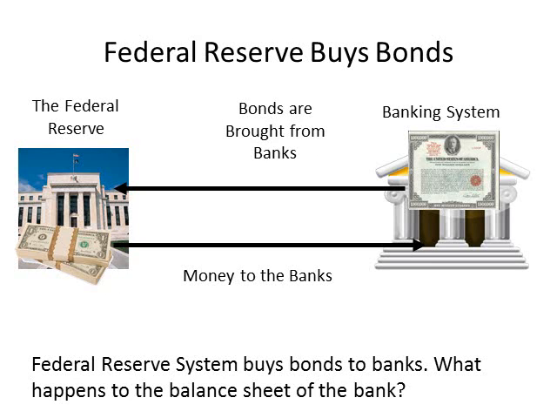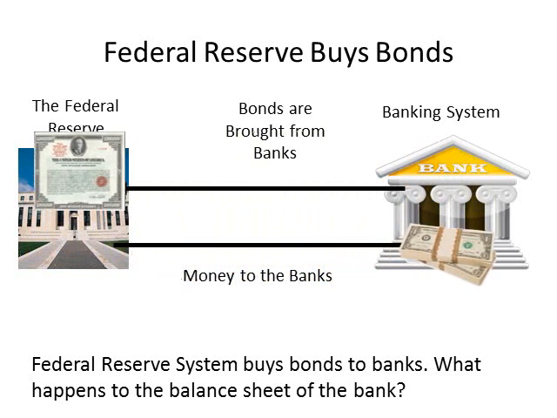If the Federal Reserve decides it wants to buy bonds from banks, it will increase the price that it is willing to pay for the bonds. Remember, increasing the price of the bonds causes the interest rate to decrease, making the bonds less attractive for the bank to hold. In order for the Federal Reserve to get the bonds, it will need to give banks money for the bonds.